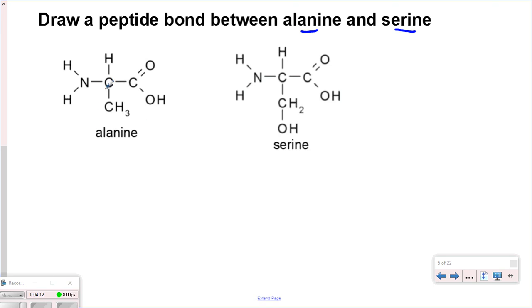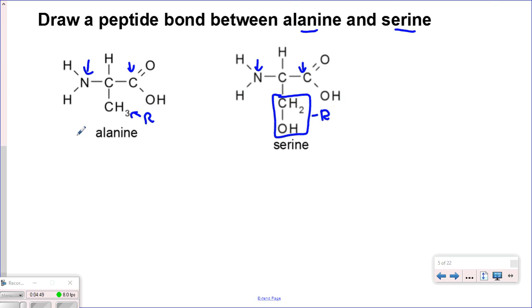And so if we look at alanine here, we can identify the different parts of our amino acid. Here we have the carboxyl group. Here we have the amino group, and then this CH3 group is our R group. In serine, we can do the same. We can identify our carboxyl group. We can identify our amino group. Obviously, we have our hydrogen. And then the CH2OH is going to be the R group.